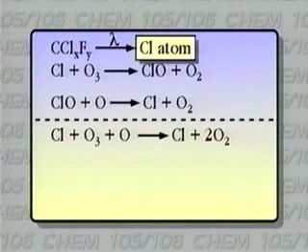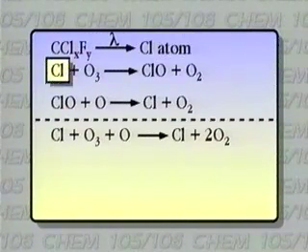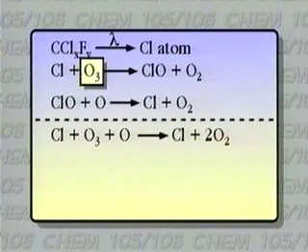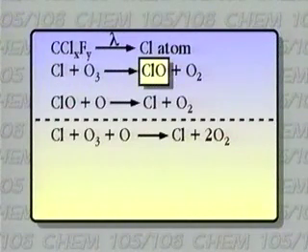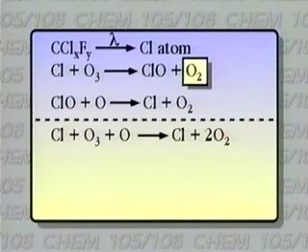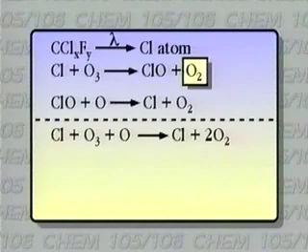This chlorine atom that we have now produced from the halogenated hydrocarbon reacts with an ozone to form this chlorine monoxide, ClO, and goes back to just normal oxygen. We have thus destroyed one ozone molecule. One chlorine atom has destroyed one ozone molecule in the process.